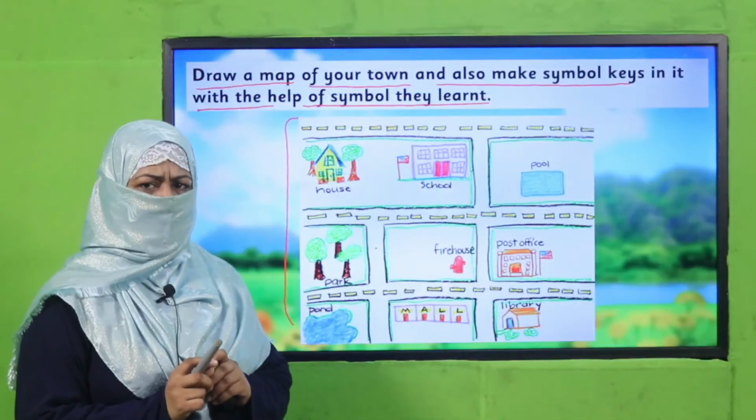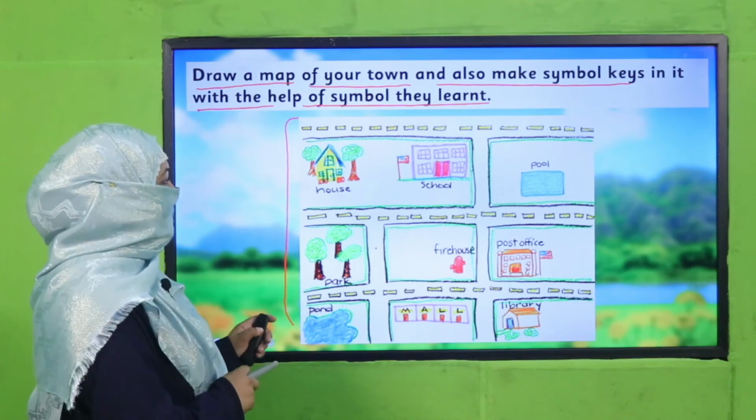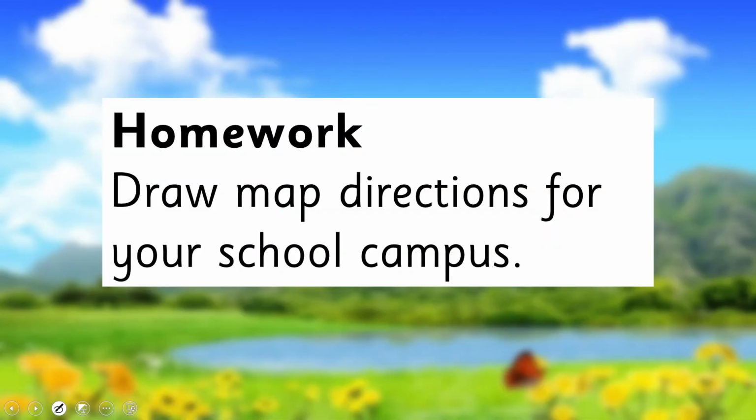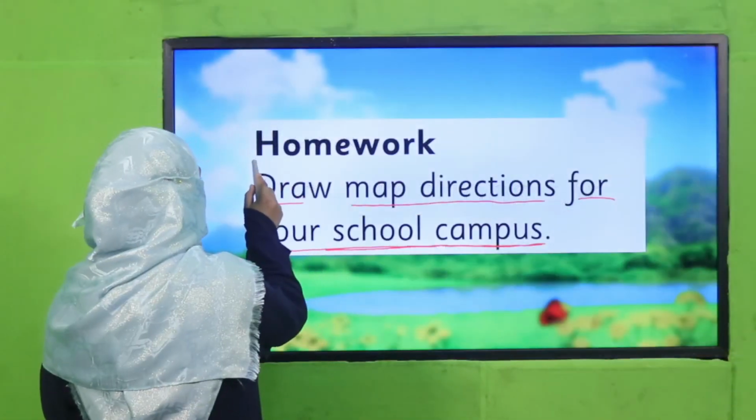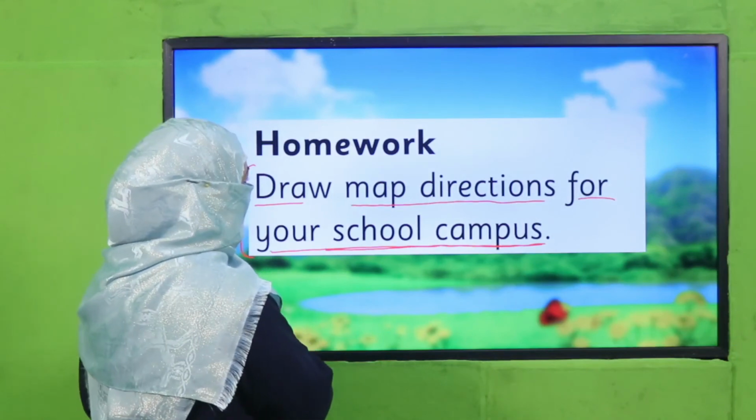Yes, my dear children, are you done with it? Good job. So it's time for your homework. You will draw map directions for your school campus. Okay? For your school campus means you will tell where is the library, where is the canteen, where is the playground, etc. Okay? So you will make a map of your school, and I'm giving you a worksheet.